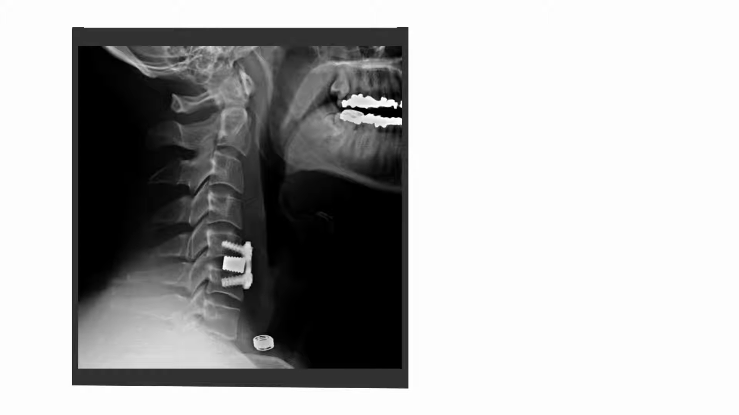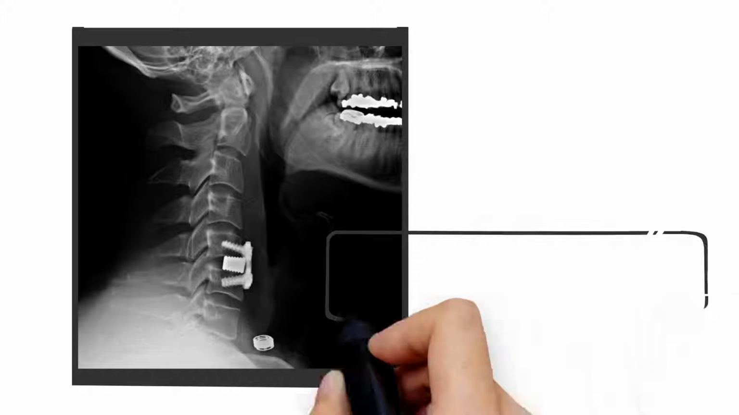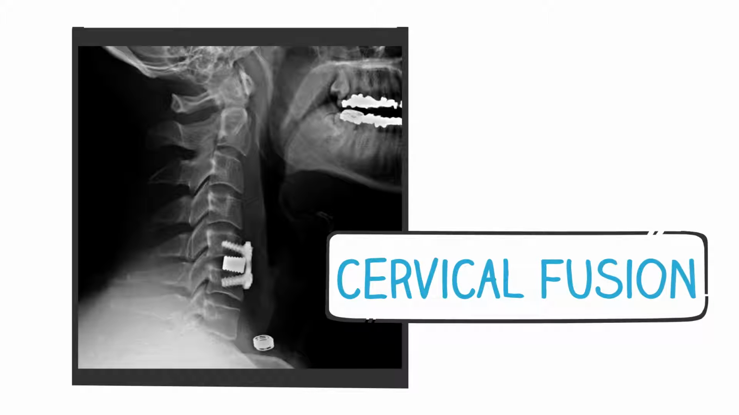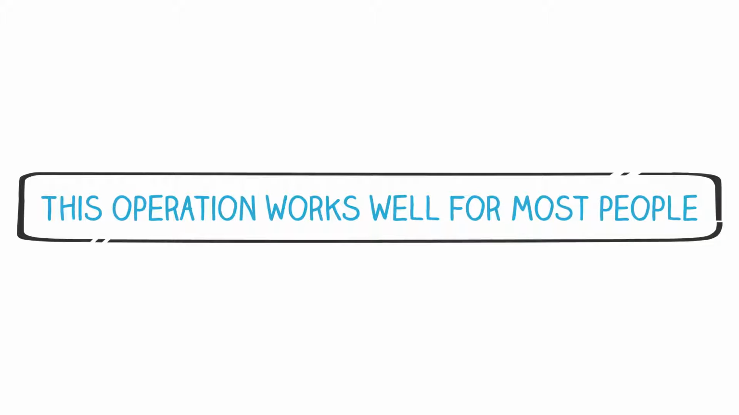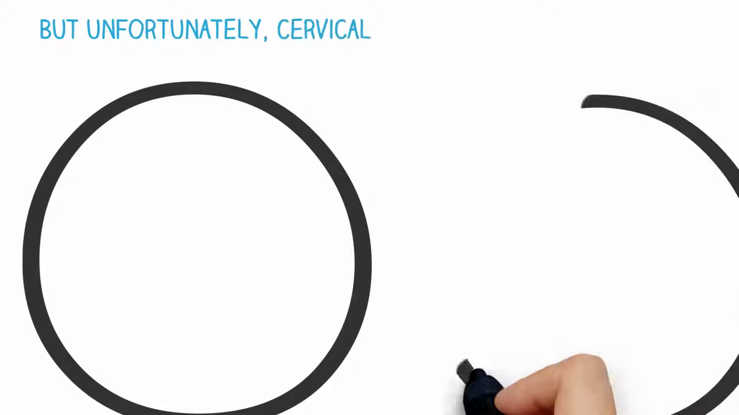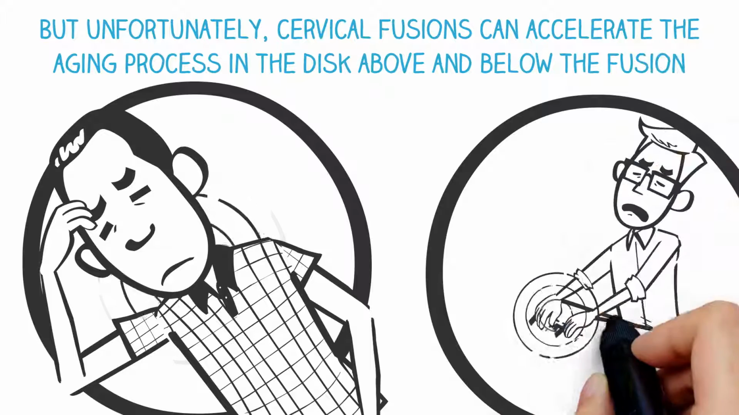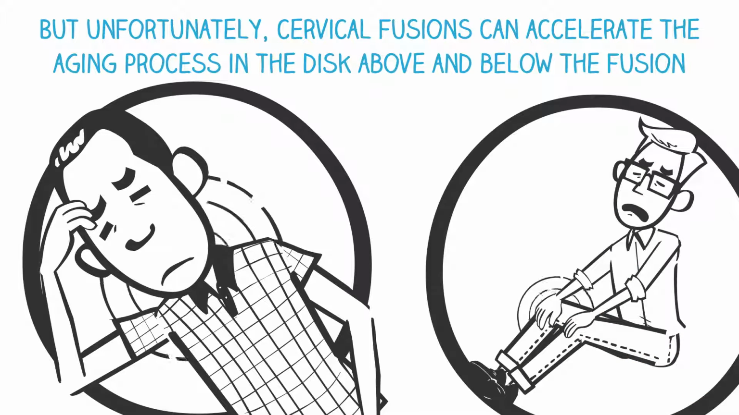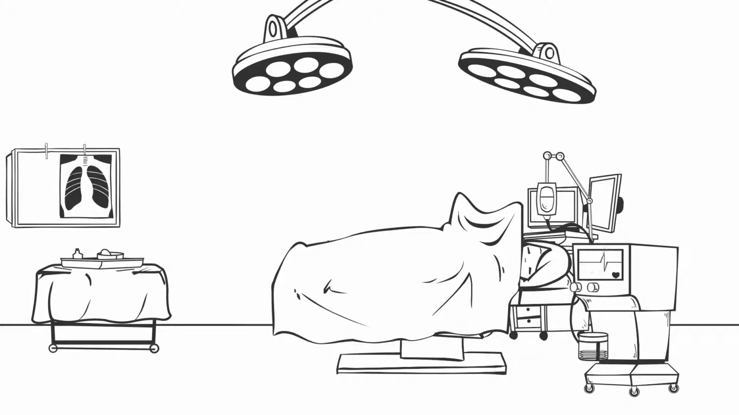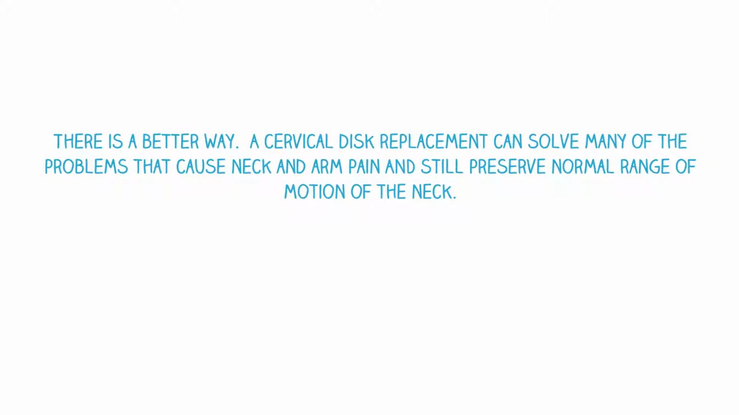For many years, the standard operation for this type of problem has been a cervical fusion. This operation works well for most people, but unfortunately, cervical fusions can accelerate the aging process in the disc above and below the fusion, which can lead to more pain, loss of range of motion, and need for further surgery. There is a better way. A cervical disc replacement can solve many of the problems that cause neck and arm pain, and still preserve normal range of motion of the neck.